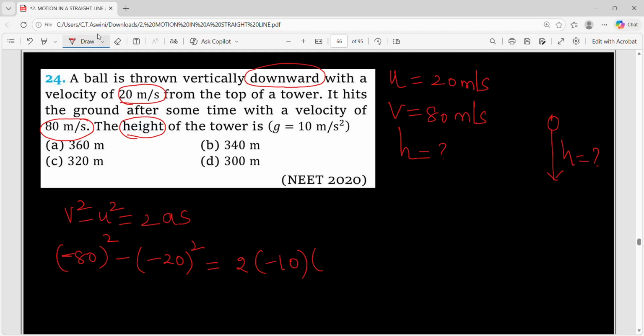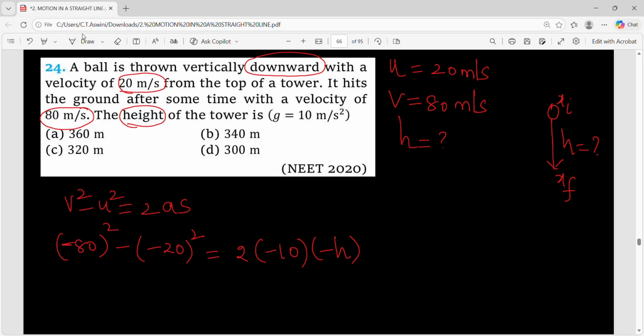Now is this positive or negative? This is the initial position of the ball at the top of the tower. This is the final position, that is on the ground. Now final position is higher or lower? It is lower. So you have to take minus h. Clear with applying sign convention?